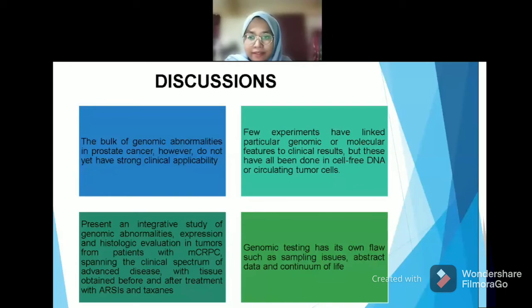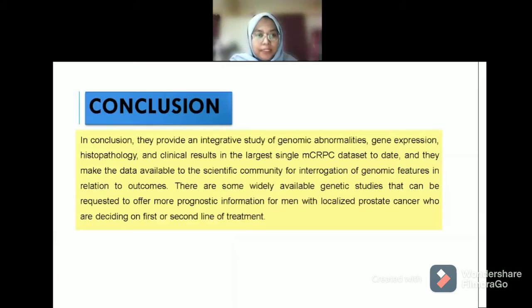However, genomic testing has its own flaws, such as sampling issues, abstract data, and the continuum of life. In conclusion, they provide an integrative study of genomic abnormalities, gene expression, histopathology, and clinical results in the largest single mCRPC dataset to date, and they make the data available to the scientific community for interrogation of genomic features in relation to outcomes. There are some widely available genetic studies that can be requested to offer more prognostic information for men with localized prostate cancer who are deciding on first or second line of treatment.